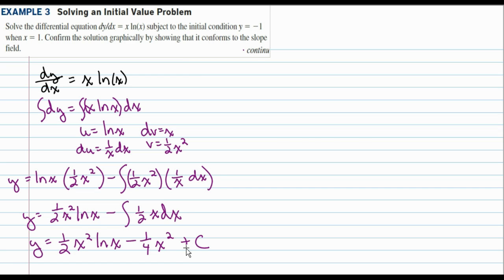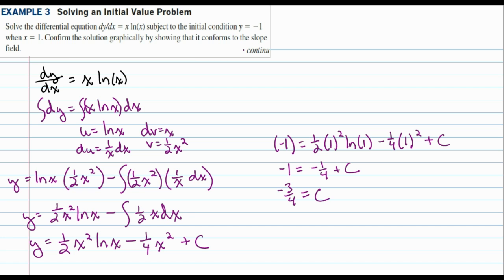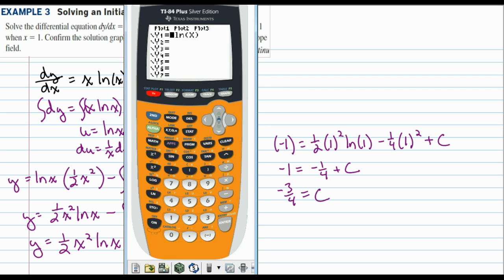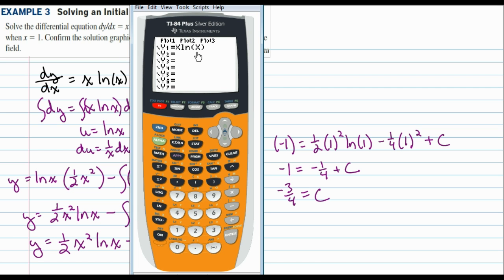Now we've got that initial condition. So I'm going to plug in -1 for y and 1 for x and solve for C, and I get C = -3/4. Now of course I'm going to confirm the solution graphically by showing that it conforms to the slope field. So I put in y1 = x natural log of x, and if I make the window a standard window and do my slope field program, I come up with an error.